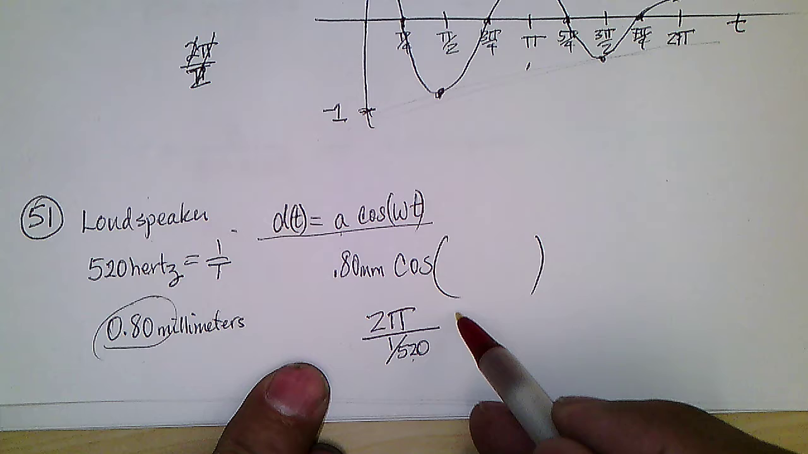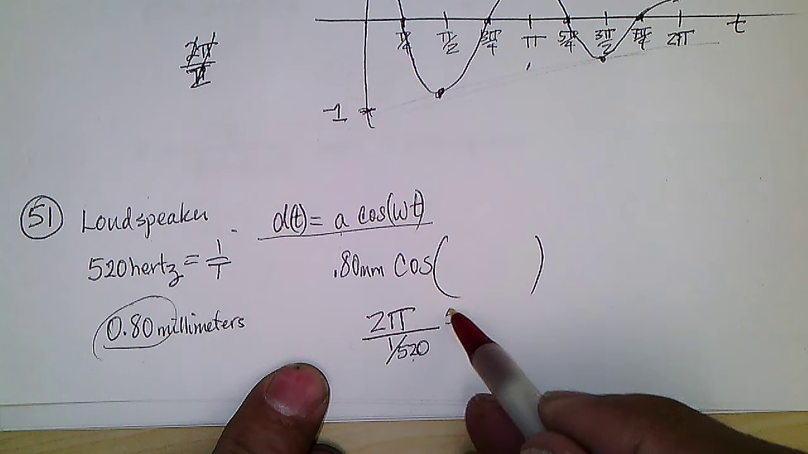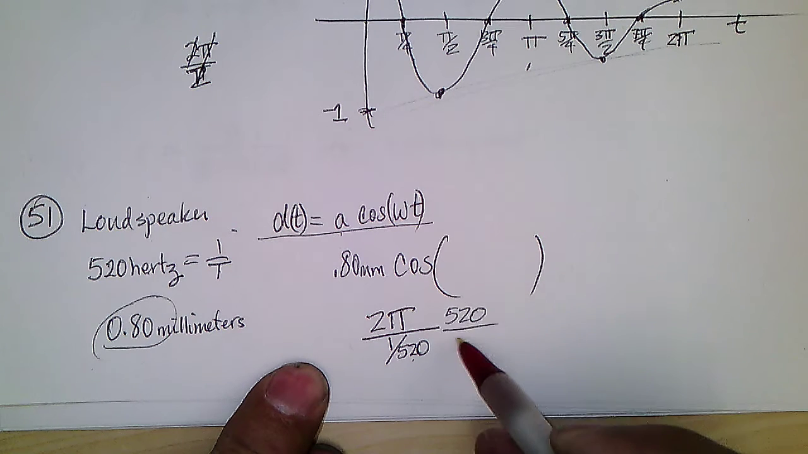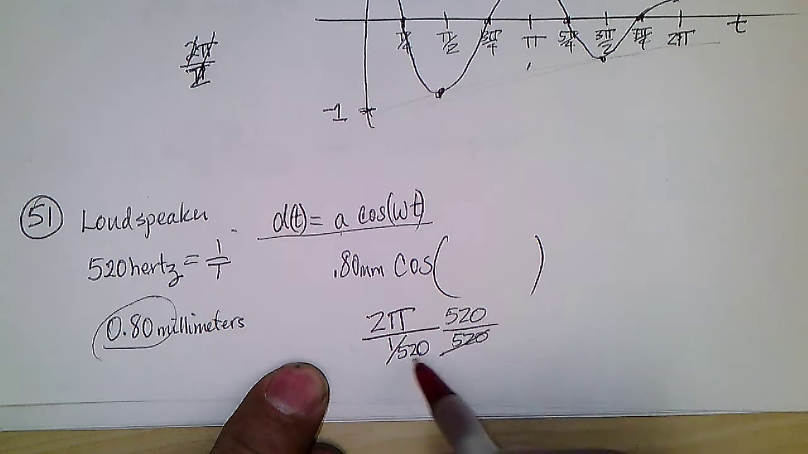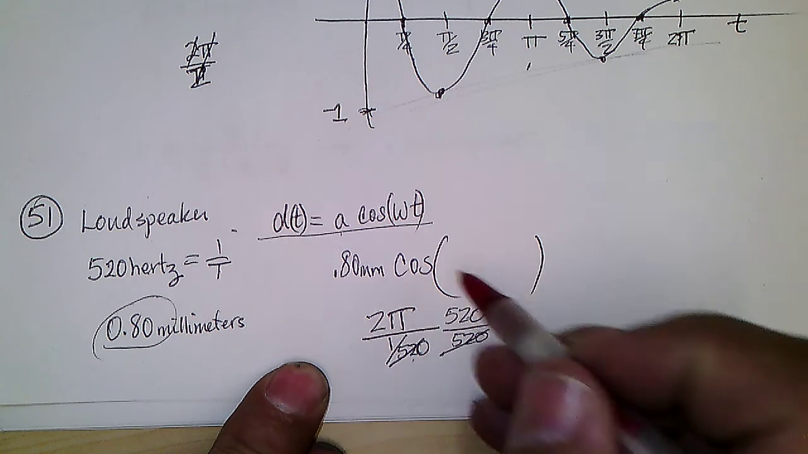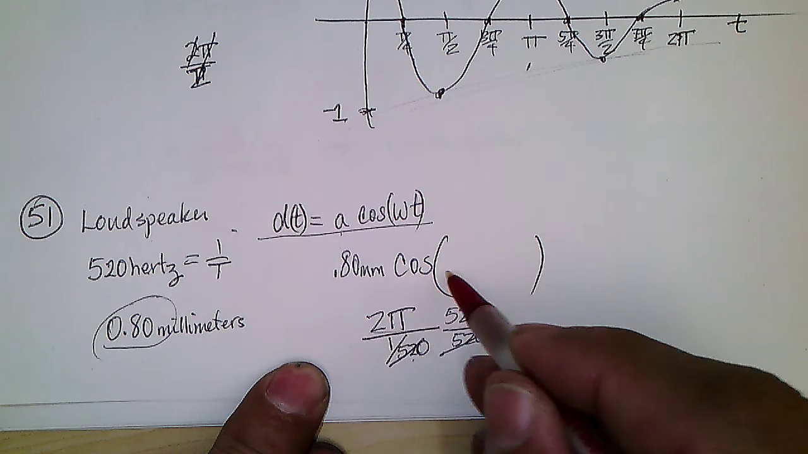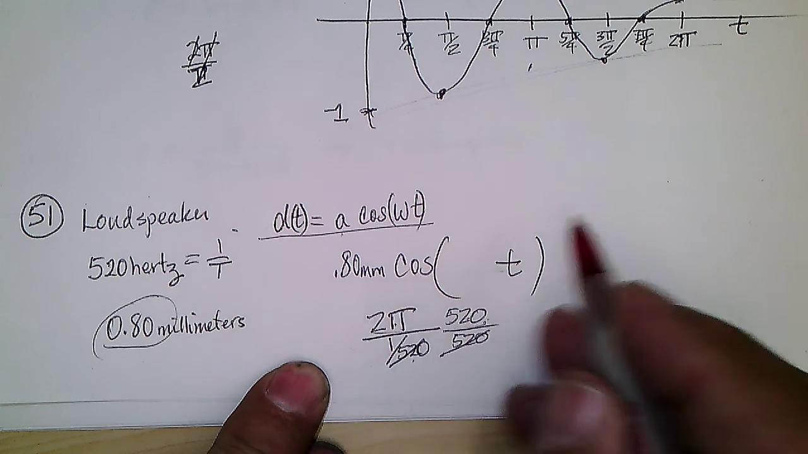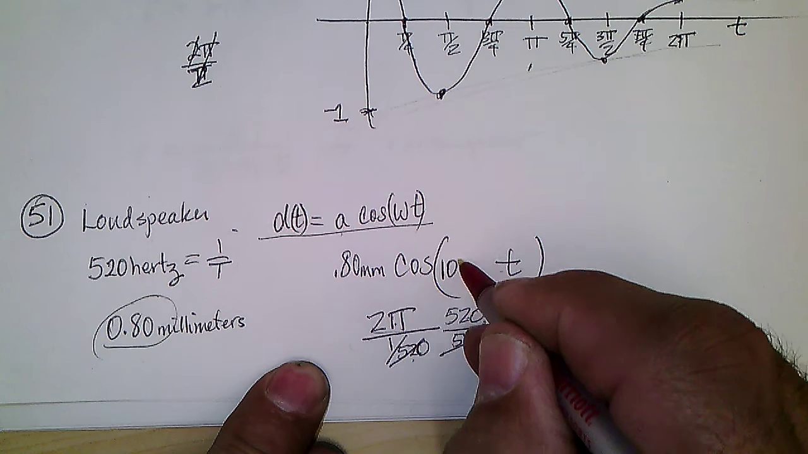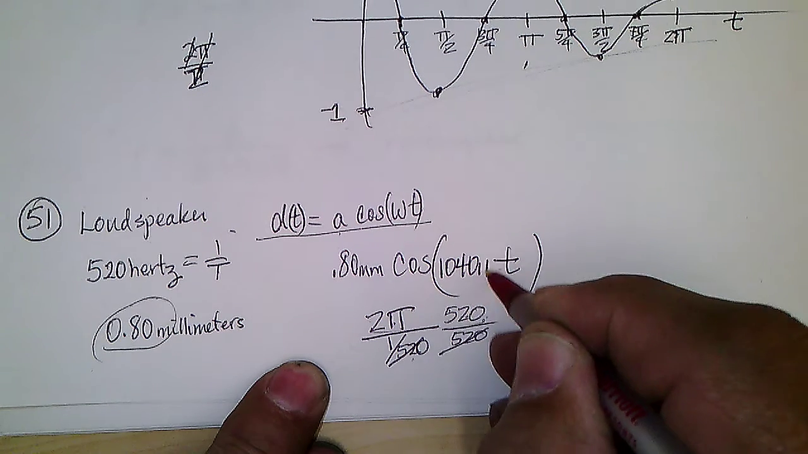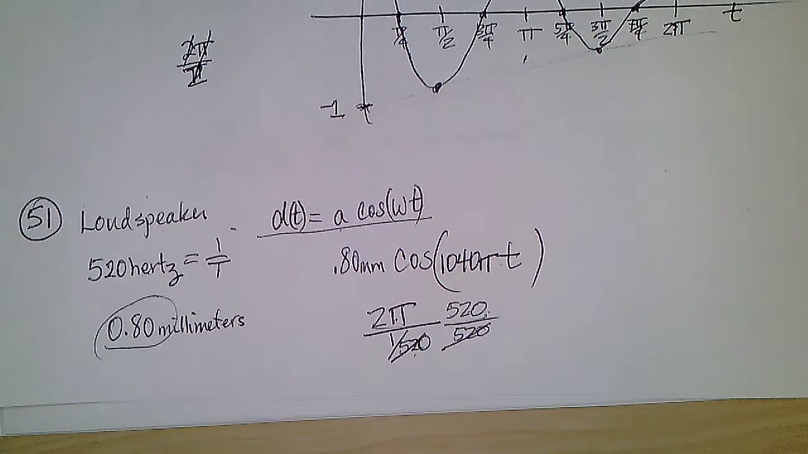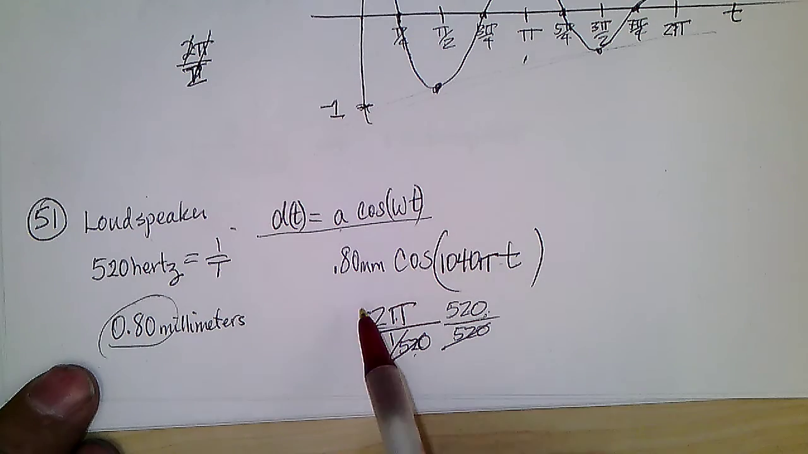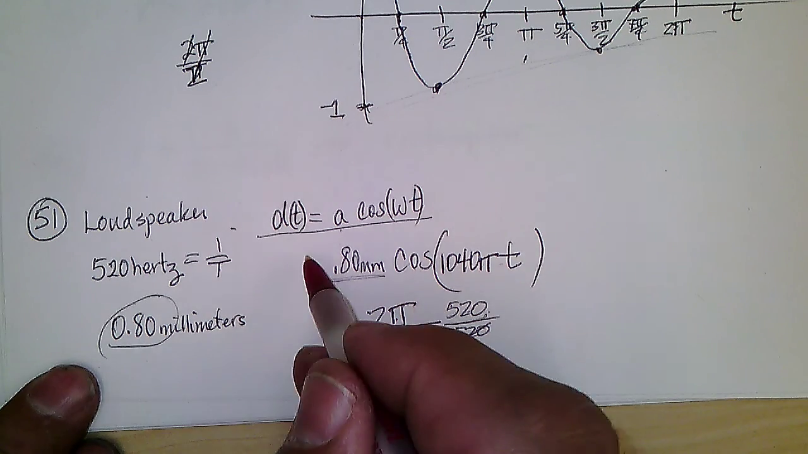So we would multiply numerator and denominator by 520. That would cancel that, and we'd get the number that we have to put in front times t will be 2 pi times 520, which is 1040 pi, where time is in seconds and the displacement's in millimeters.